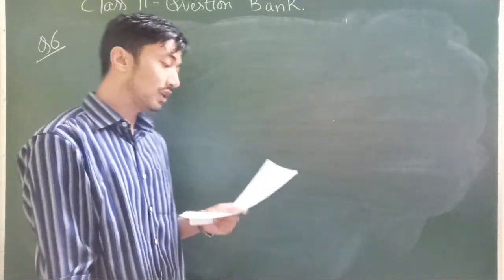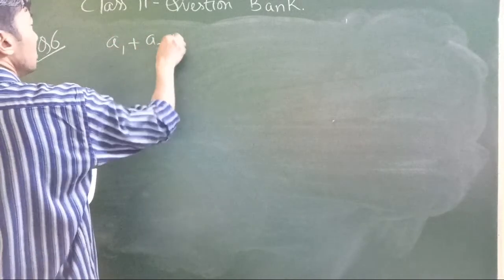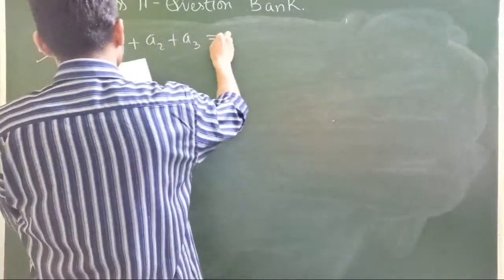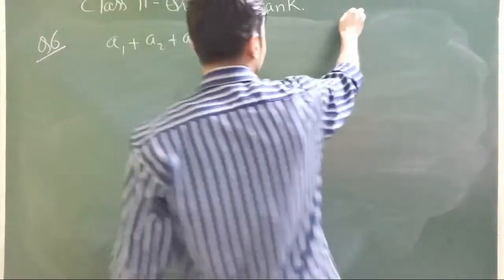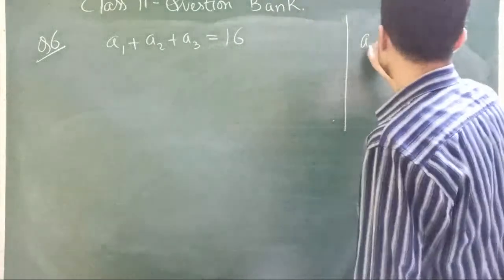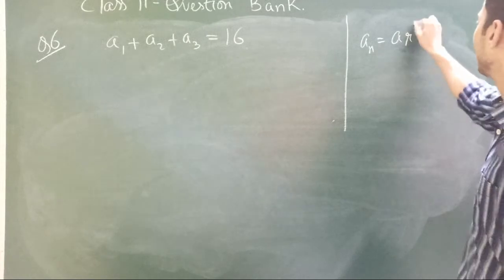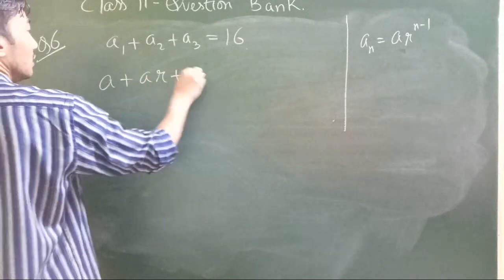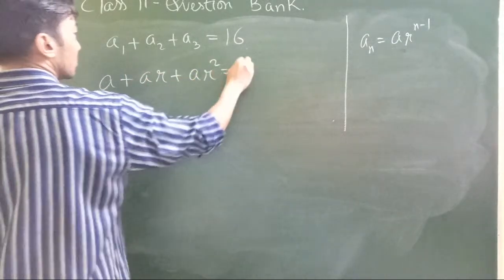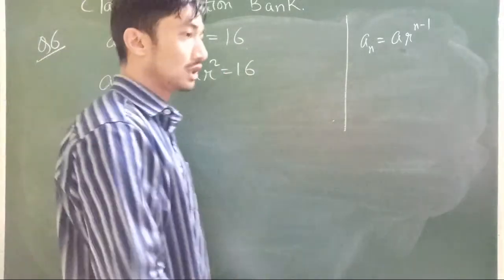I'll go straight to the point. The sum of the first three terms, that means a1 plus a2 plus a3, is 16. Just a revision: the general term an of a geometric progression is a r to the power n minus 1. Using that, a1 is simply a, the first term, a2 is ar, a3 is ar square, and the sum is equal to 16. Those who still haven't gone through the previous videos, please go through.